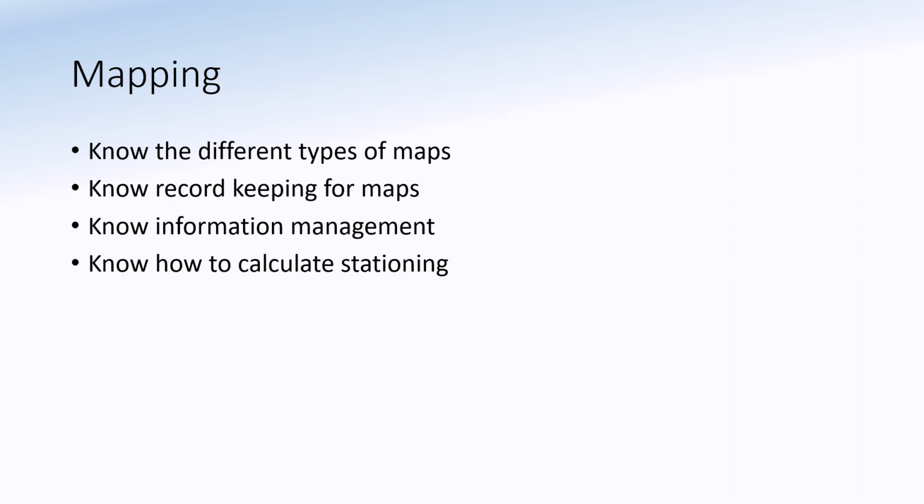All right, mapping, you've got comprehensive maps, sectional maps, you can have hydrant maps. So just knowing the different types, knowing the kind of information that would be kept on a map, is another one that you want to know. There are some maps that will have valves on them, will have blow-offs, right? So those are going to be a little bit more detailed. Information management, so we're talking GIS, just be familiar with that. And then how to calculate stationing.